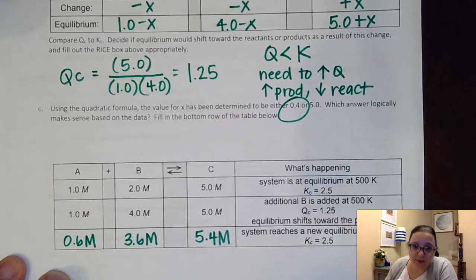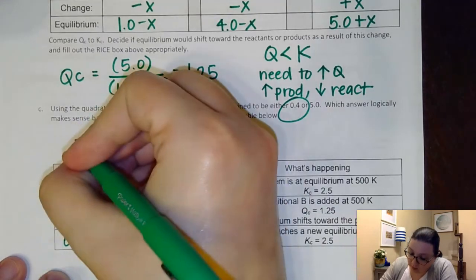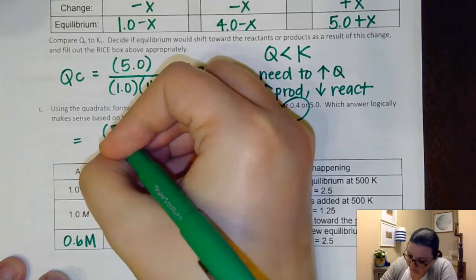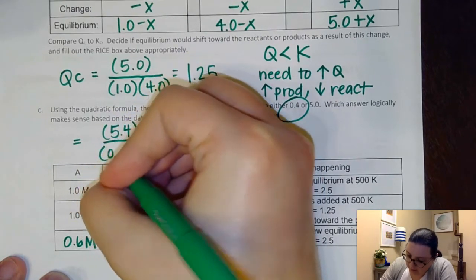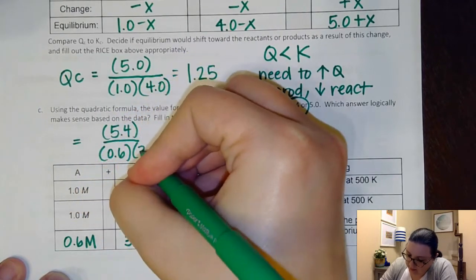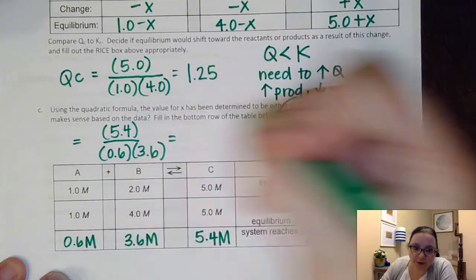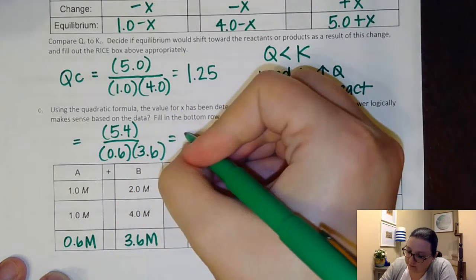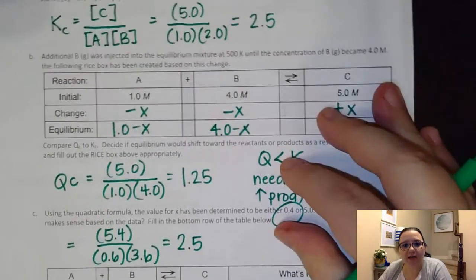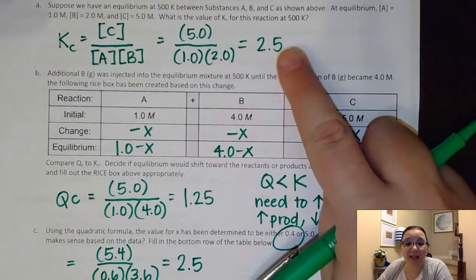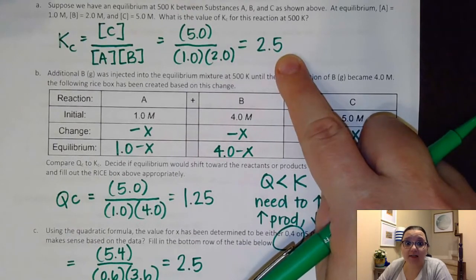And I'm going to let you in on a little secret. If you take these and plug them back into your equilibrium expression, so 5.4 over the 0.6 and the 3.6, spoiler alert, that ratio ends up being 2.5. So we ended up reestablishing that same ratio that we had to begin with.